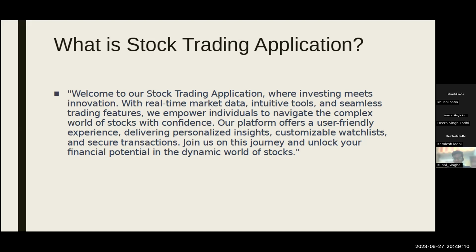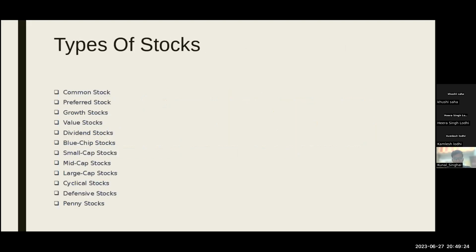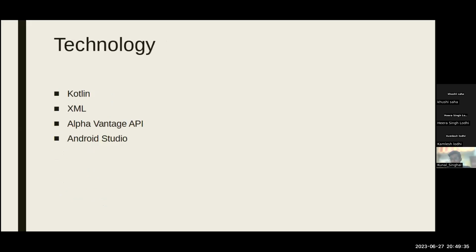Customizable watchlist: a person can add his good stocks to their personalized watchlist. These are my features. And secure transactions. There are many types of stocks which we can tackle, like common stock, preferred stock, shares, preference shares, and these things. Now for the stock trading application, I'm using Kotlin for the backend, and for database management this time I'm going to use Firebase and XML, and the API is the Alpha Vantage API. For the IDE, that is Android Studio.